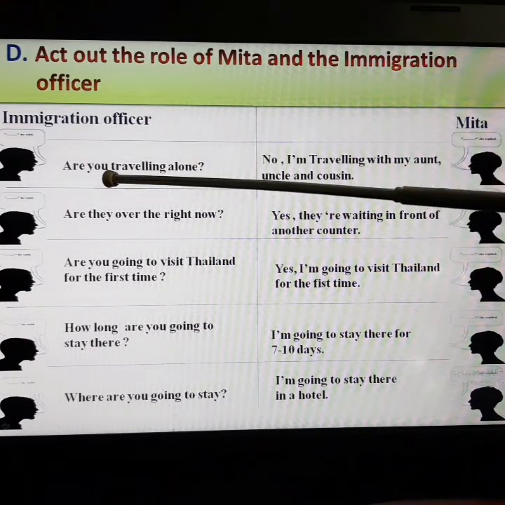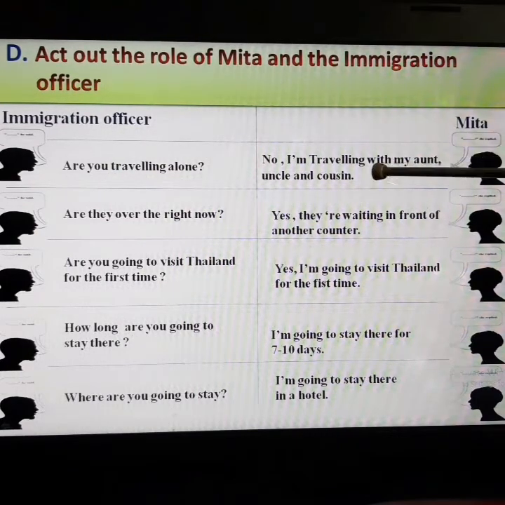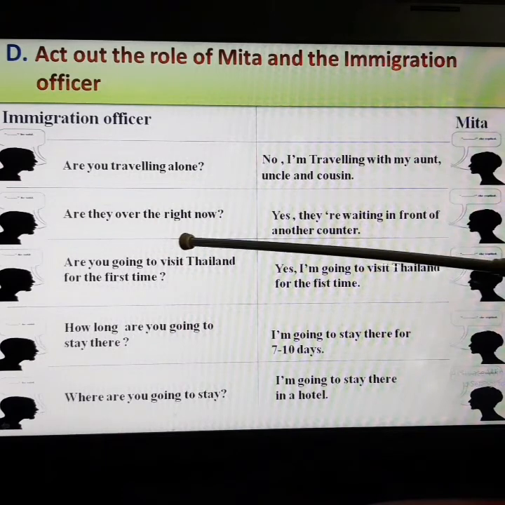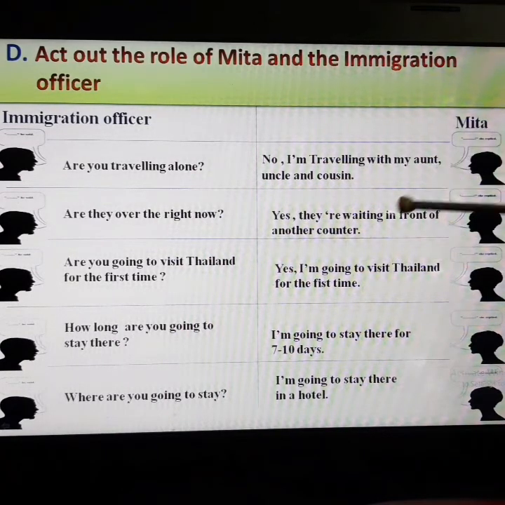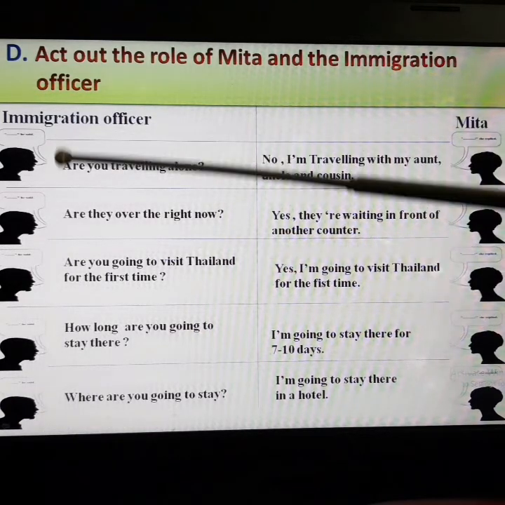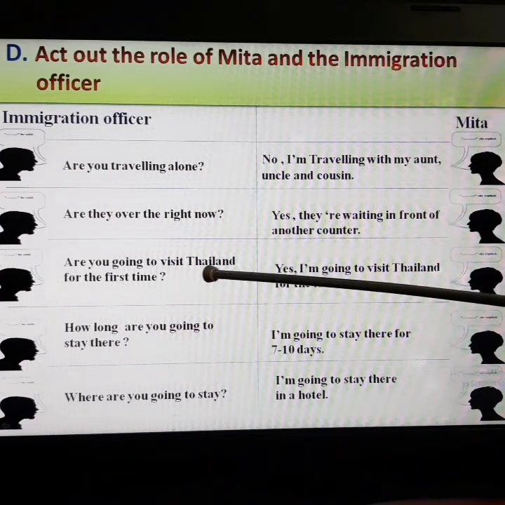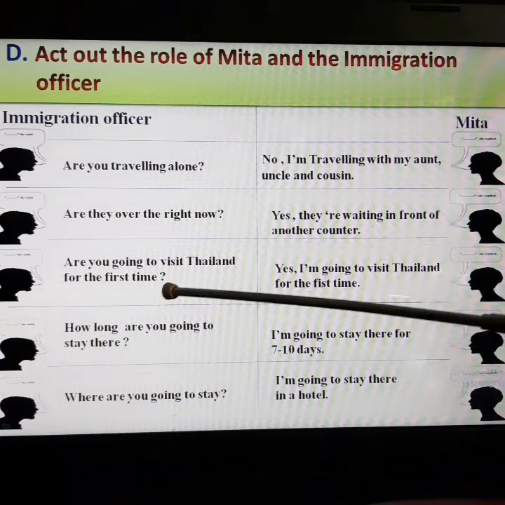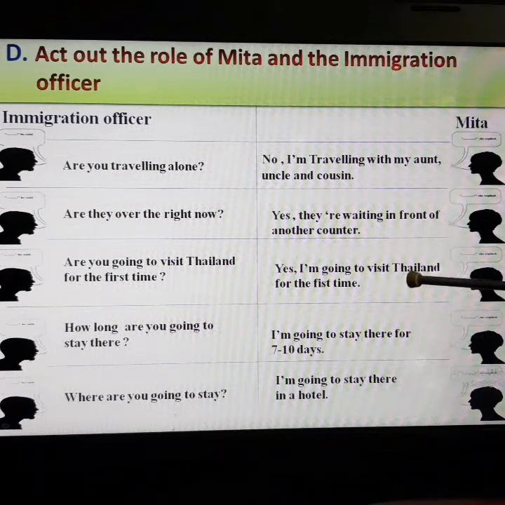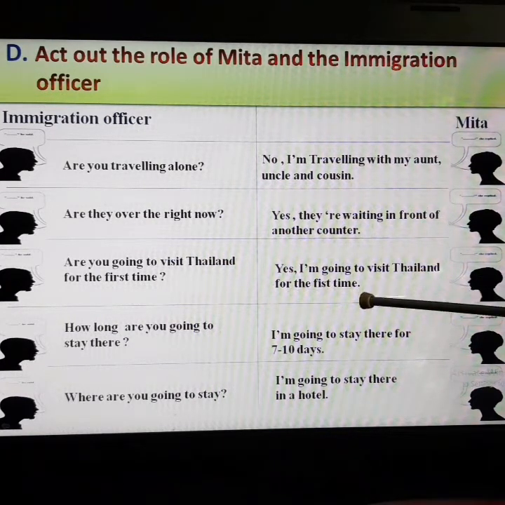Here, the immigration officer asked and Mita replied. Immigration officer asked, are they over there right now? Mita replied, yes, they are waiting in front of another counter. Immigration officer asked, are you going to visit Thailand for the first time? Mita replied, yes, I am going to visit Thailand for the first time.